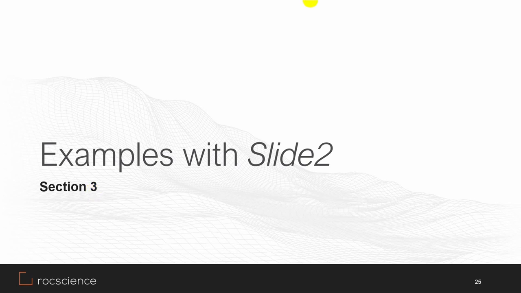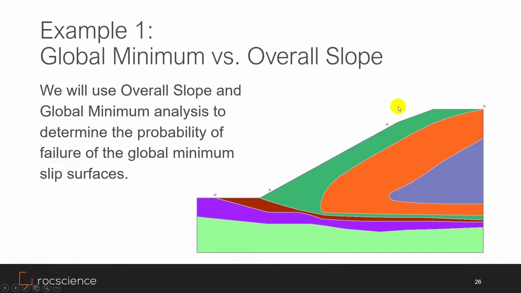Now that we've learned about the theory behind a probabilistic analysis, we're going to put it in practice with some examples in Slide 2. So the first example we're going to look at will examine the effect of a global minimum and an overall slope analysis on probability of failure.